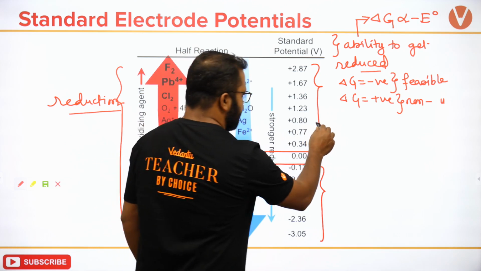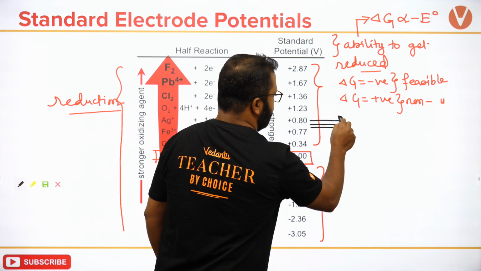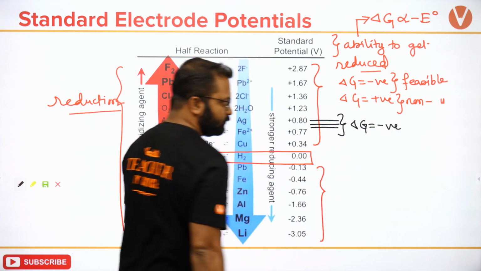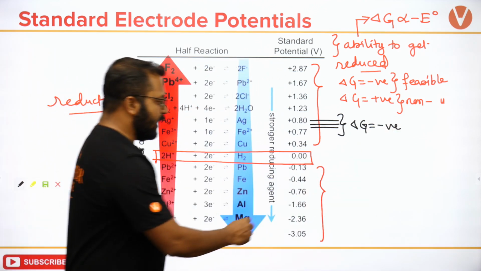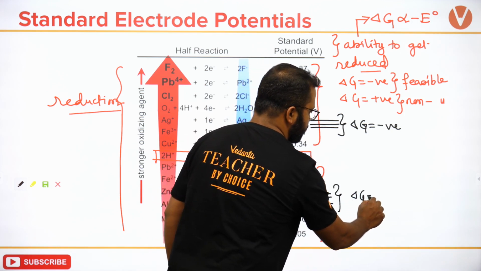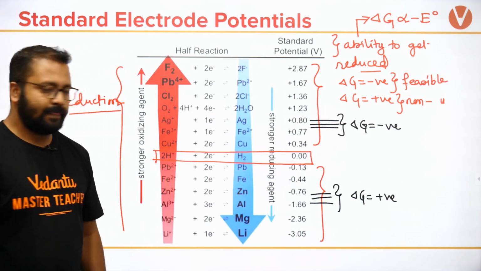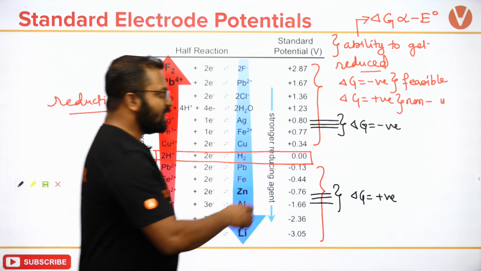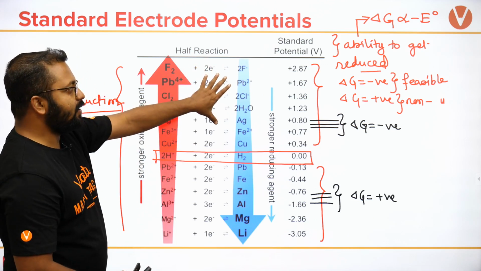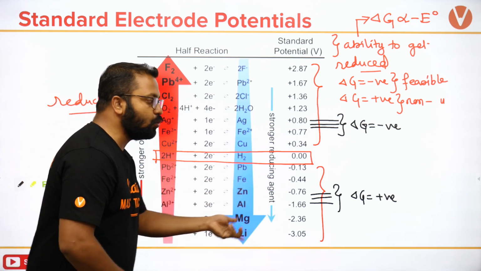So can I say that for all of those which have positive values, we would be getting delta G which is negative? And all of these which have negative values, I will get delta G as positive. Clear? Now, this means that with respect to hydrogen, they will get reduced faster. With respect to hydrogen, these things would not want to get reduced.